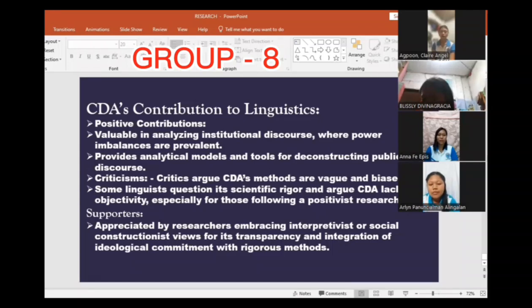I think one of the core strengths of CDA lies in exposing hidden ideologies in language, showing how powerful groups use it to maintain dominance. This helps reveal how language both reflects and reinforces societal power structures, particularly in institutional and political contexts.